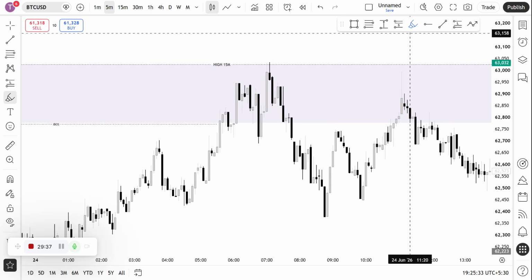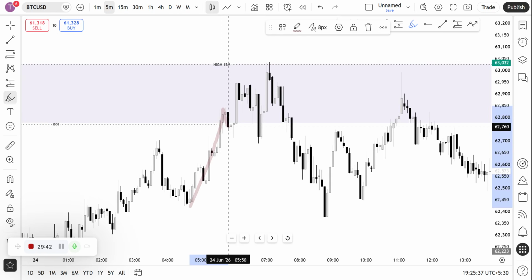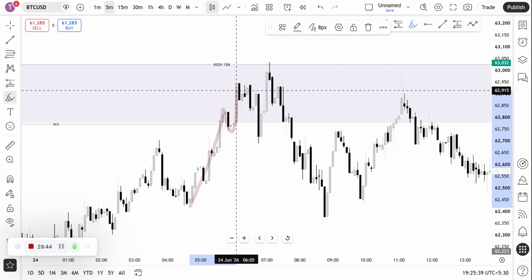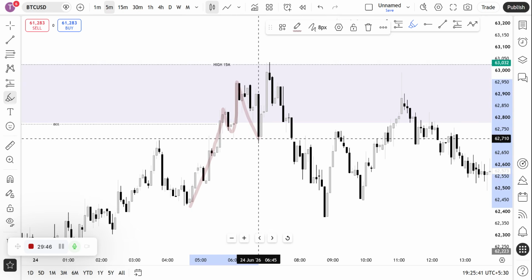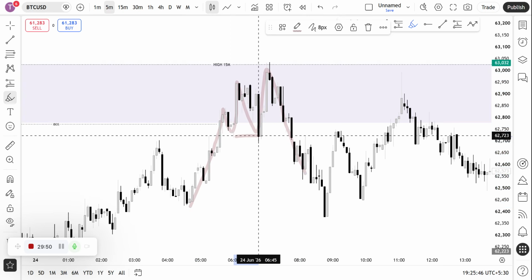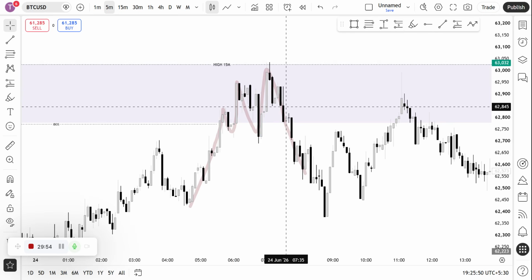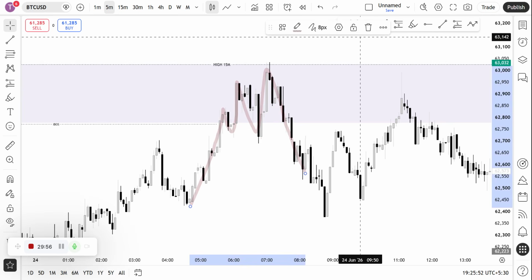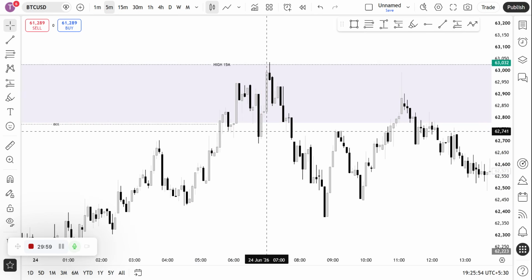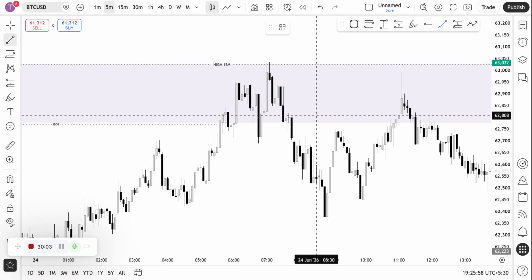As you can see, my entry confirmation is, say, the market came back here, and then pushed to the downside, came back here, pushed to the downside, came back here, and broke the structure. As you can see, this is not a breakout structure. Last video I explained how I see the breakout structures. A breakout structure is only whereby a candle closes above or below the high or the low.